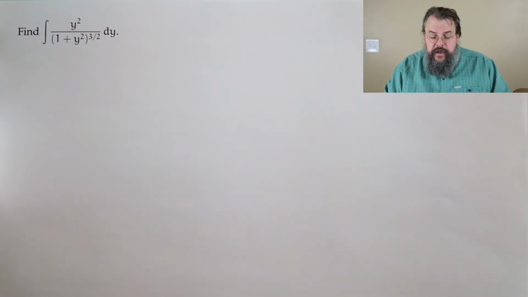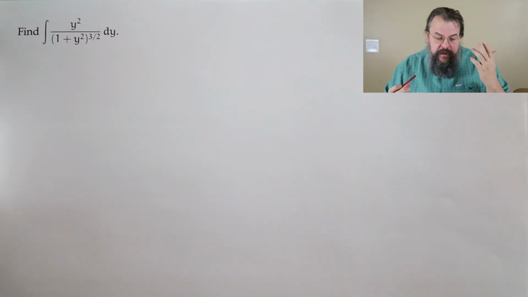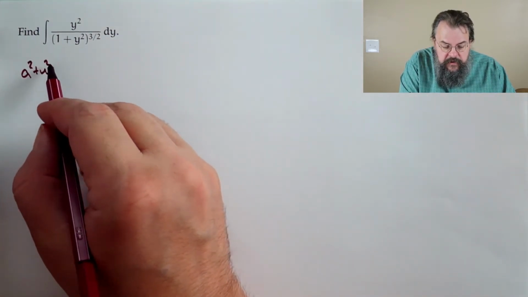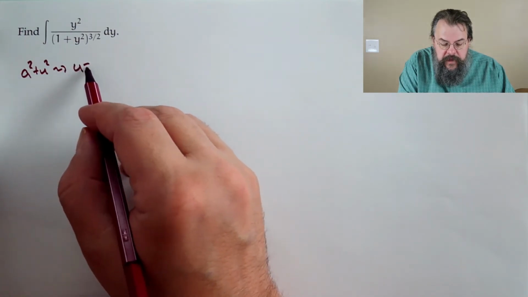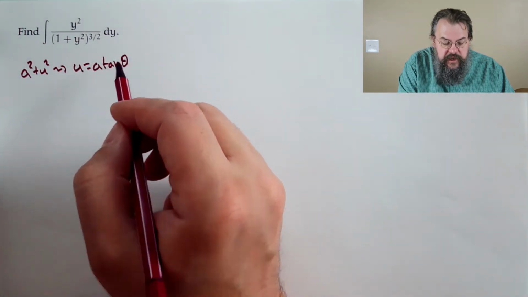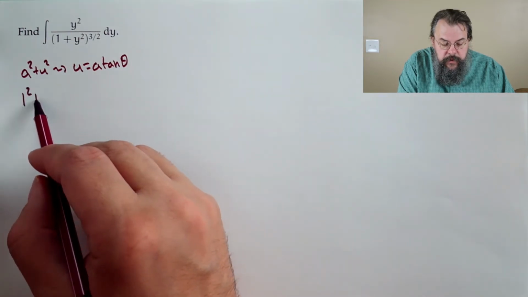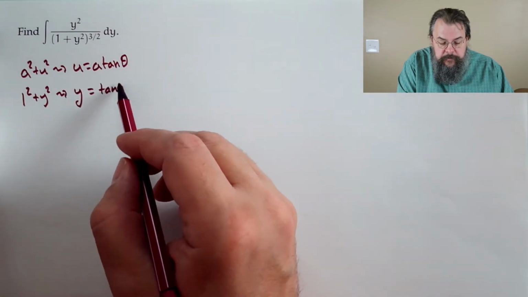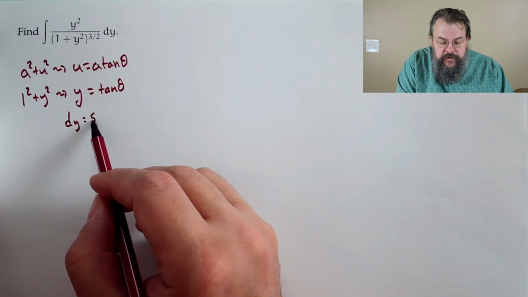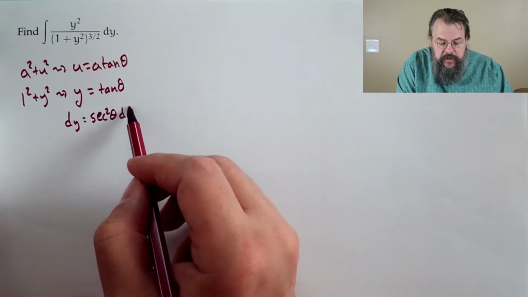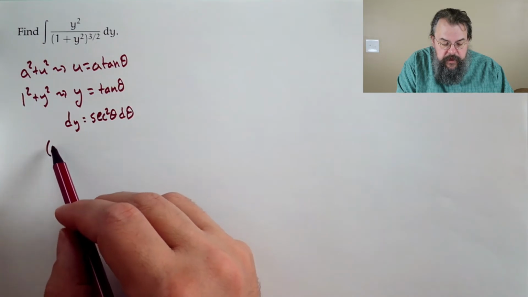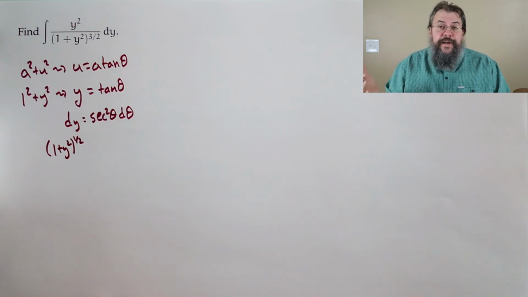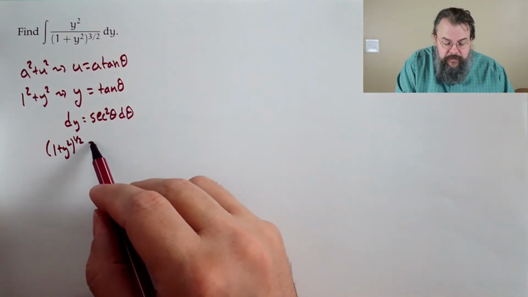So this looks like there's not really any big surprises. And what do we see? We see a squared plus u squared, and that's really setting us up well. That's when we make our substitution, u equals a tangent theta. In our case, 1 squared plus y squared tells us we should be substituting y equals tangent theta. dy, the derivative of tangent, is secant squared. And the square root of 1 plus y squared, or 1 plus y squared to the 1/2, is, since 1 plus tangent squared is secant squared, secant.